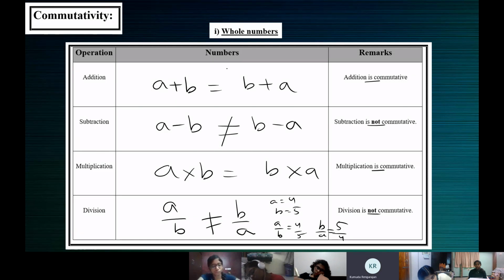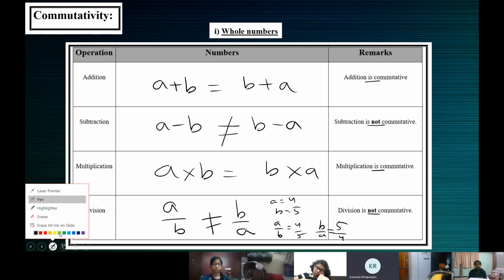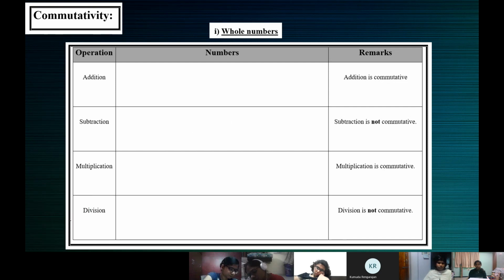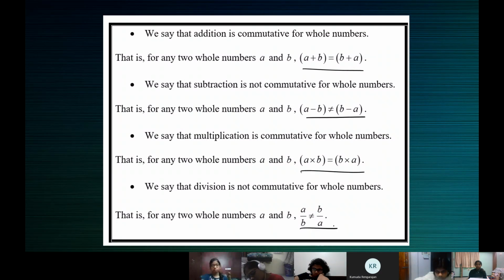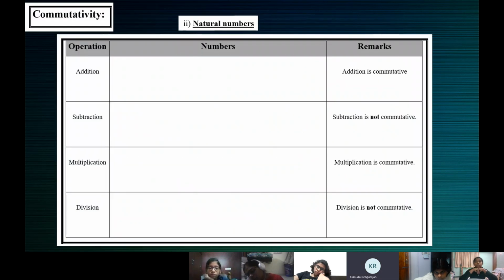The space is for you to think and fill the examples, children. So if you want to think by yourself later, just leave it empty now. So you can see there, A plus B is equal to B plus A. So please think about it. It's the same for natural numbers also.